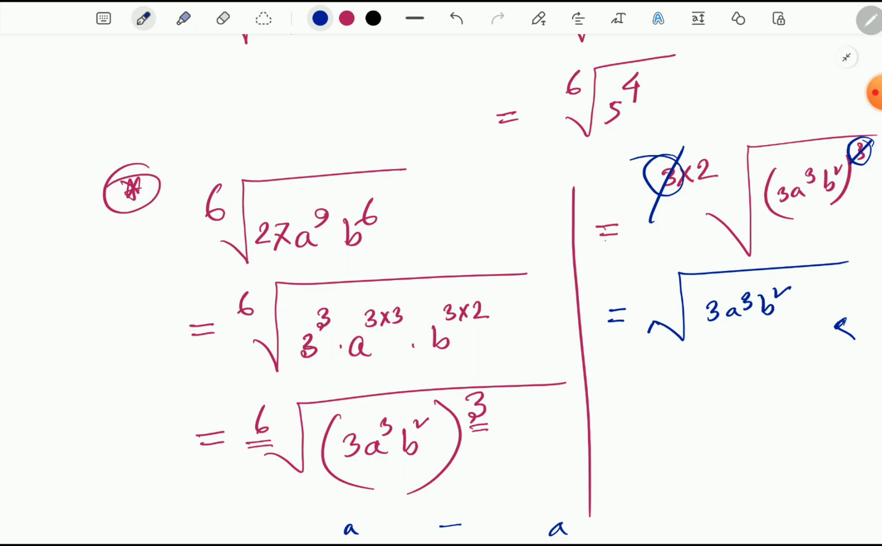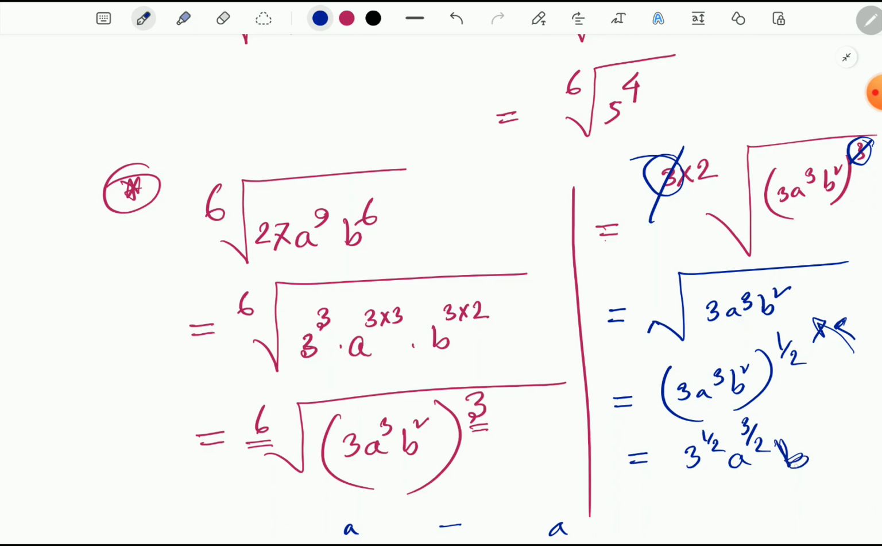Again, I'm saying you may think in the practical exam there will be options like this, but not. This can be simplified in different ways, many ways. It can be simplified this way: 3a cube b square. We can write half simply, right? Square root means half power. Or we can write 3 half a 3 by 2 b, 2 by 2 means cancel each other. So this is also a correct expression.